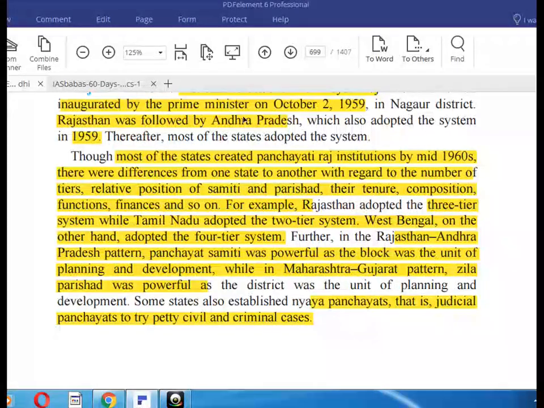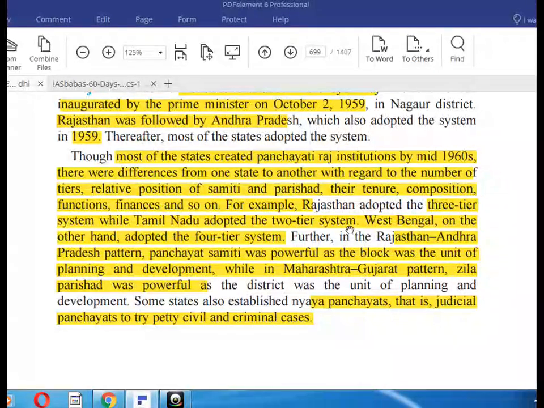Though most of the states created Panchayati Raj institutions by mid-1960, there were differences from one state to another with regard to the number of tiers, relative positions of Samiti and Parishad, their tenure, composition, functions, finance, and so on. For example, Rajasthan adopted the three-tier system, Tamil Nadu adopted the two-tier system, and West Bengal, on the other hand, adopted the four-tier system.